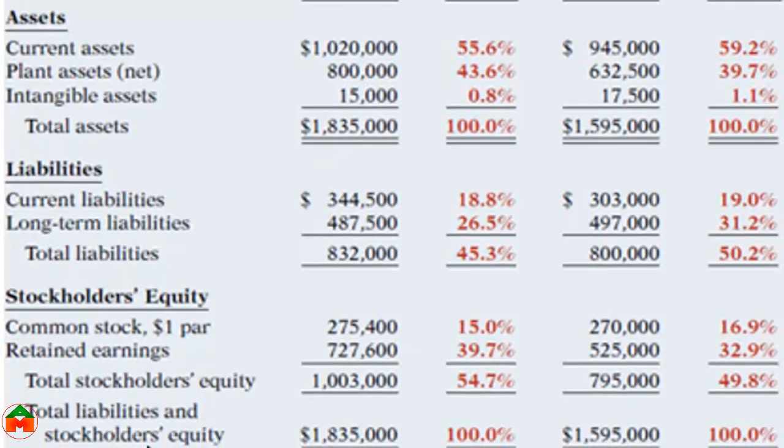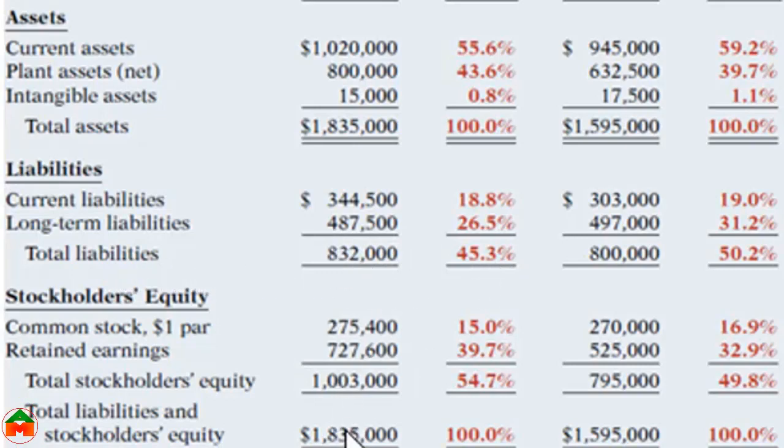On the other hand, this is the amount of total liabilities and equity. If we consider it the base amount, what are the percentages of the other items? Considering this amount as a base item, the percentage of current liabilities is 18.8%, the percentage of long-term liabilities is 26.5%, and the percentage of total liabilities is 45.3%.